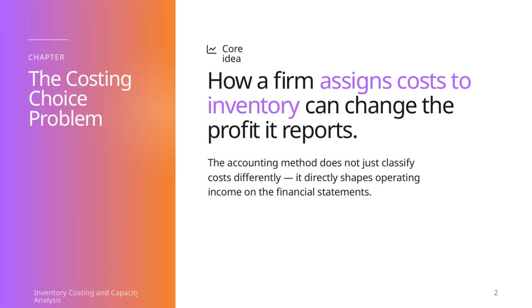Here, we're focusing on a crucial concept: how the way a company assigns costs to its inventory can actually impact the profits it reports. This isn't just about categorizing or labeling costs differently. The accounting method chosen directly influences the operating income shown on the financial statements. This means decisions around inventory costing have real effects on a firm's financial performance.